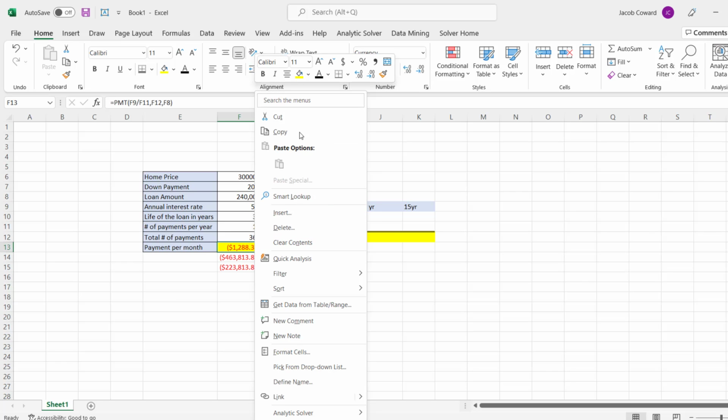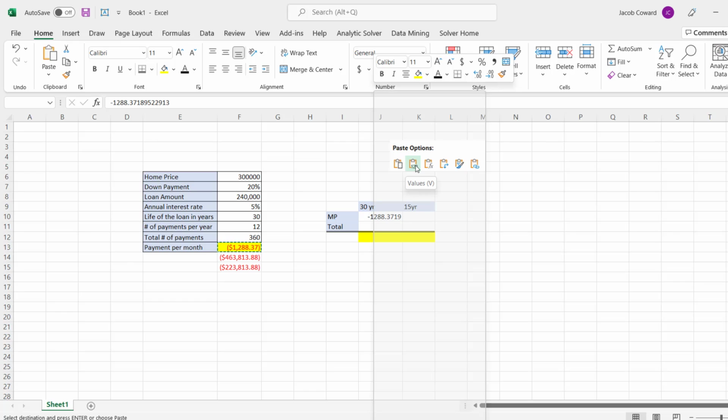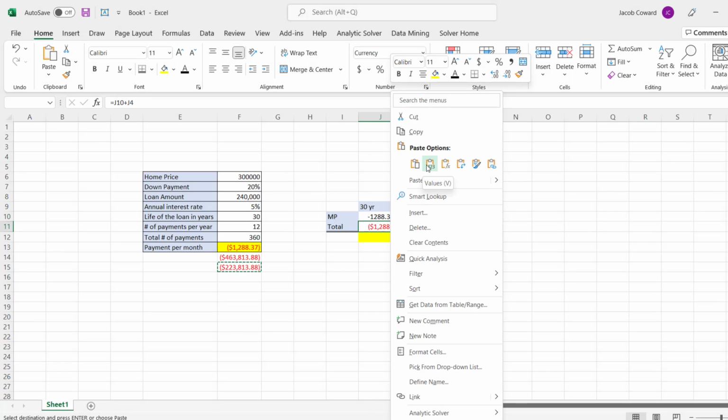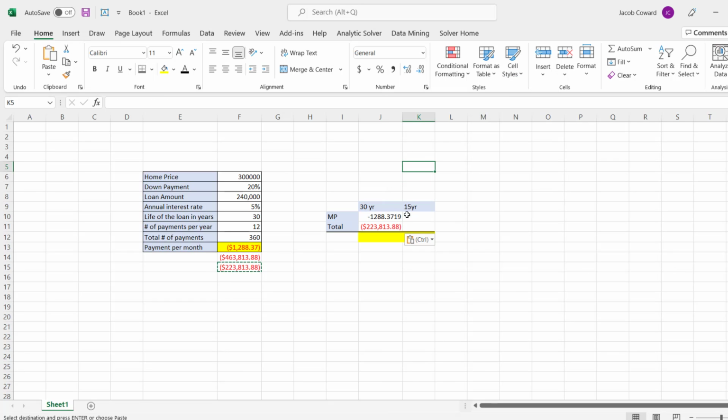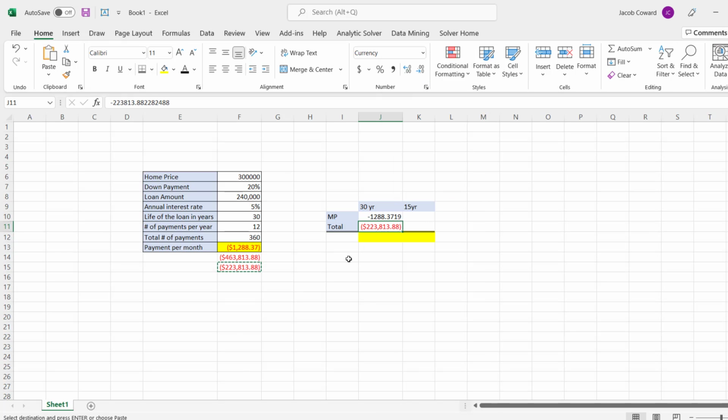And so what I'm going to do is I'm actually going to copy these, and I'm just going to plain text it in there. And so we're just going to look at how much money we would have saved had we gone with the 15 over the 30-year. So I'm just going to paste those in there, and I pasted them just the value so it doesn't change anything. Now this is a negative number, but that's okay. It's still $1,288 a month. And so that's the 30-year.